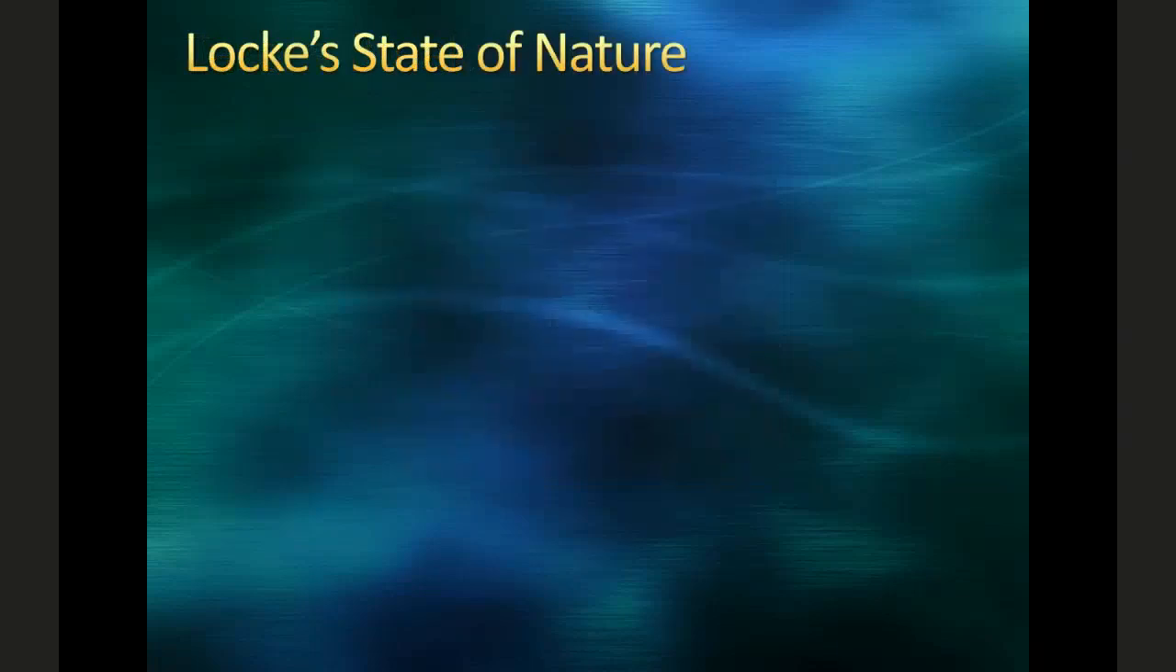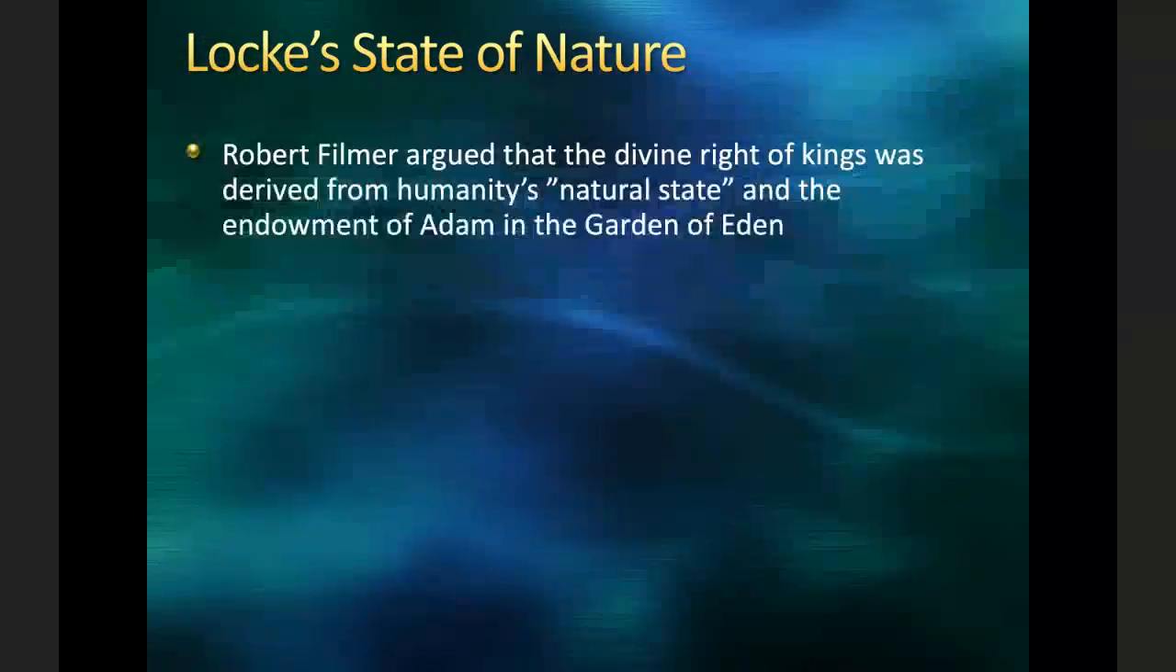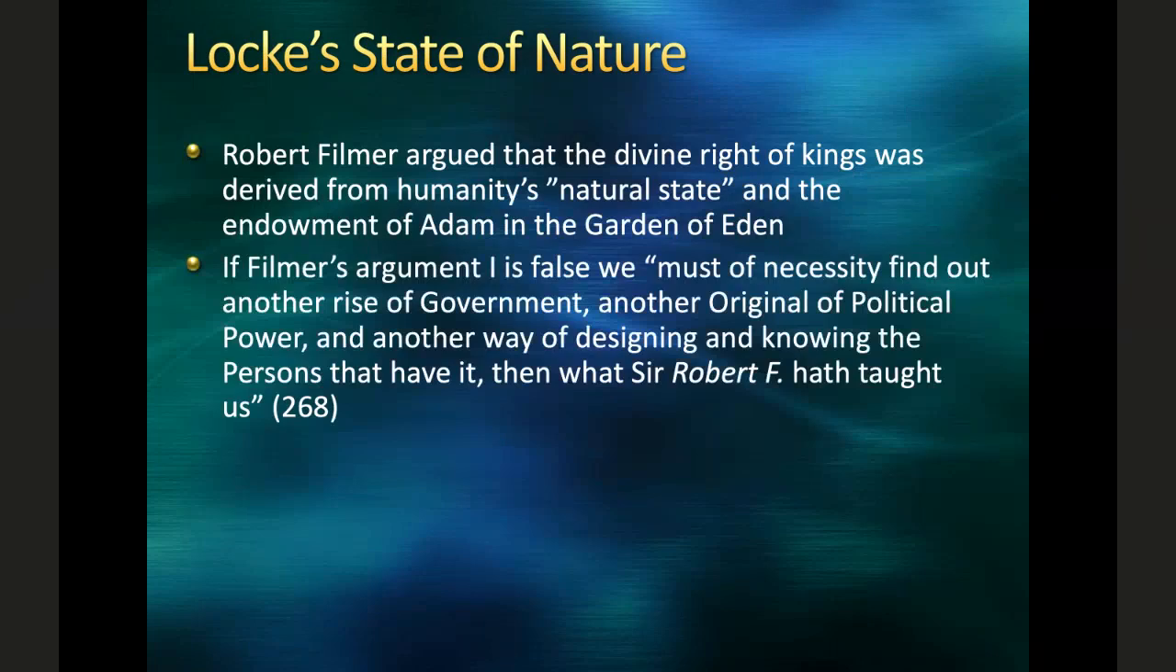So the second treatise of government picks up in chapter 1 with Locke's summary of his critique of Filmer that I just read. Again, Filmer argued that the divine right of kings was derived from humanity's natural state, an endowment of Adam in the Garden of Eden. And so if Filmer's argument is false, he writes that we must of necessity find out another rise of government, another original of political power, and another way of designing and knowing the persons who have it, than what Sir Robert Filmer hath taught us. That is, if Filmer's wrong, we need a better account of where political authority comes from and what makes it legitimate.